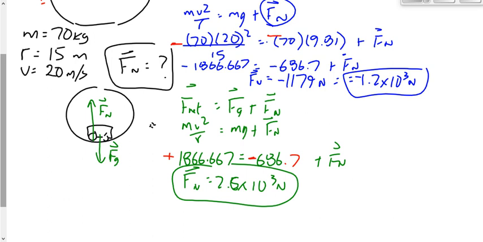It is positive because it's upward. We know that. And we predicted that the normal force at the bottom of the circle would be higher, just like force on tug of war is higher when you're opposing. And sure enough, it is higher.